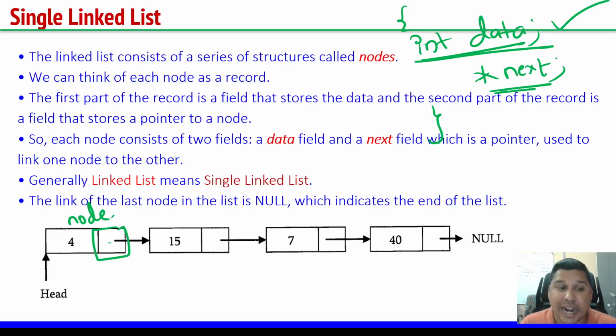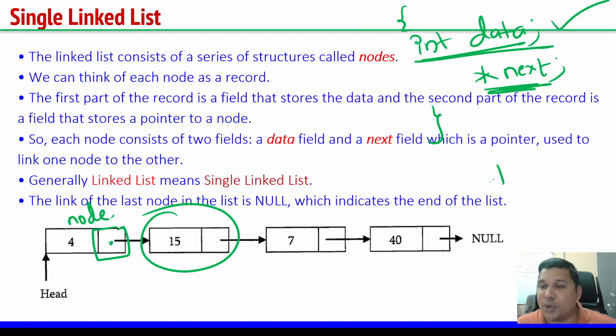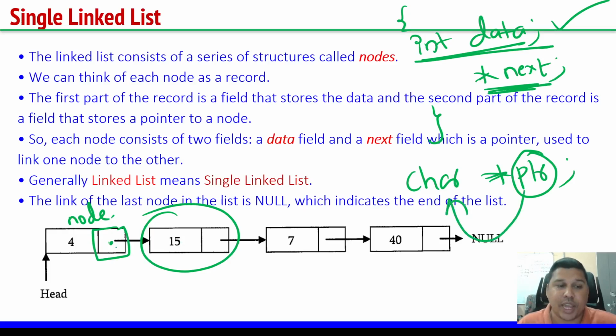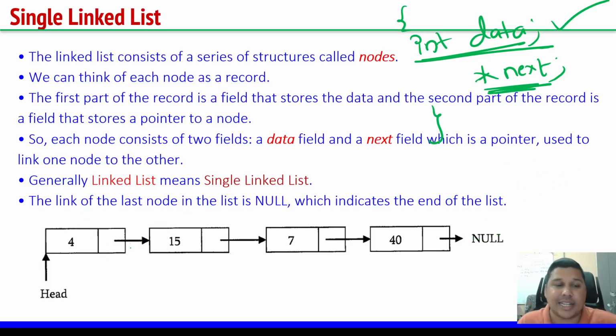It is storing the address of another node. Right. So, generally when you write star ptr, if you write character in pointers, it means this ptr is going to hold the address of another character variable. Same way here, if you observe, in this node I have to store the address of another node.